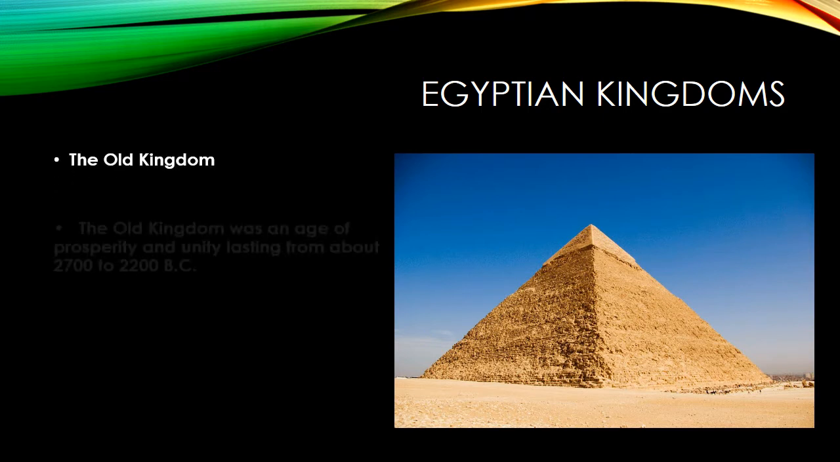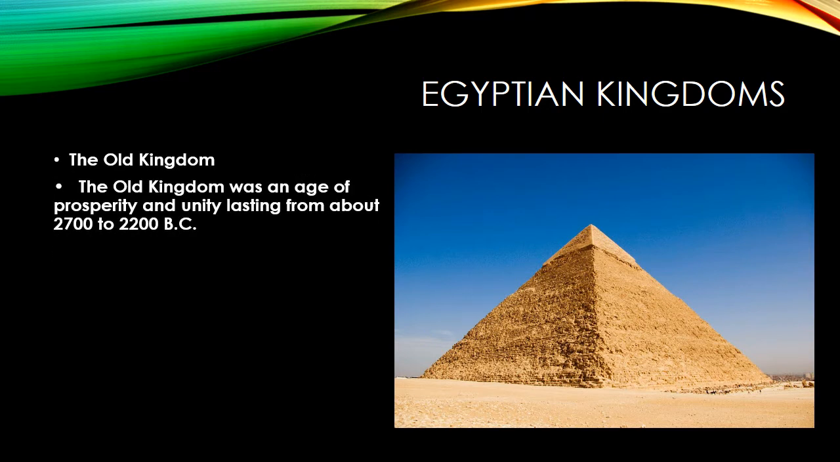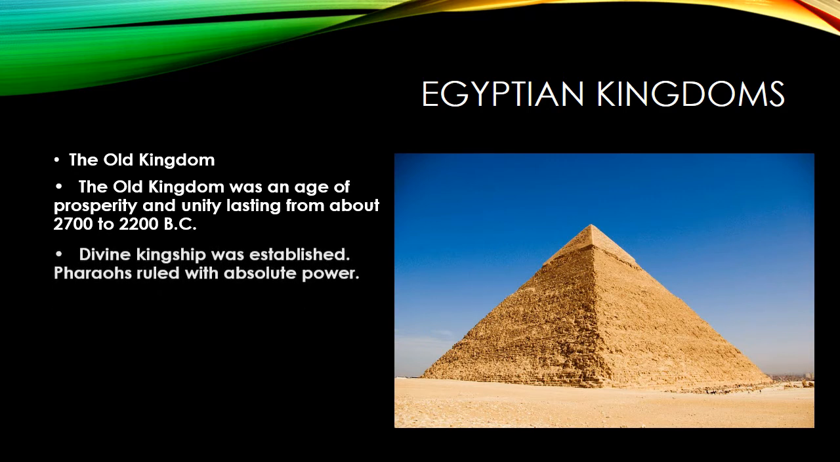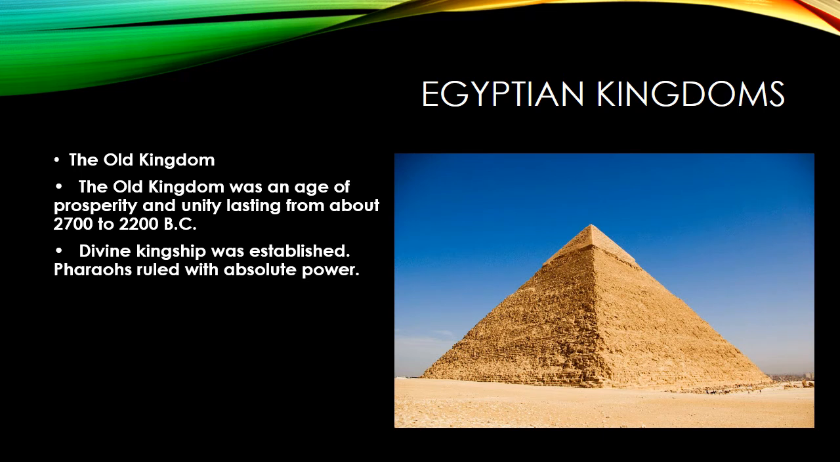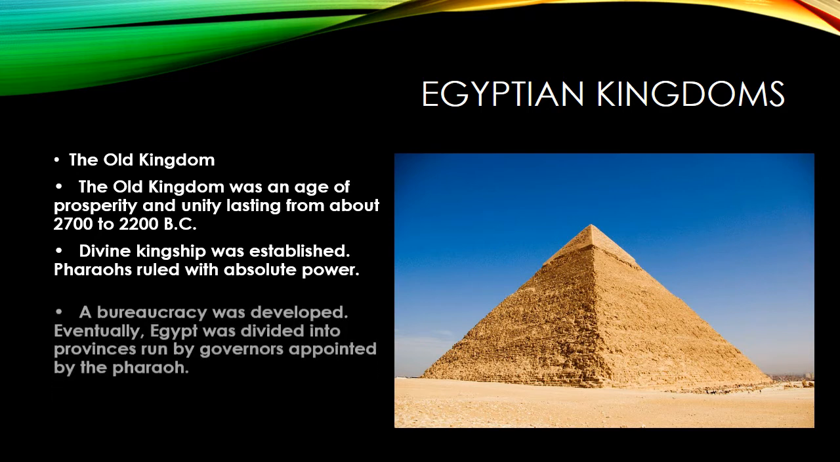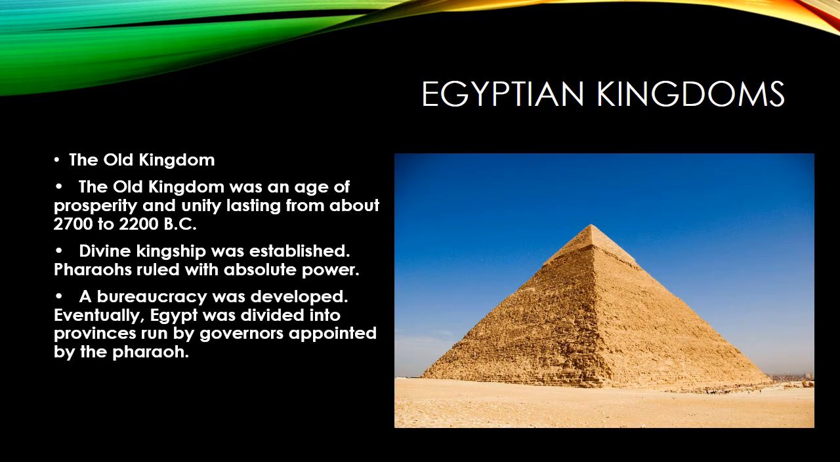So let's talk about the Old Kingdom. The Old Kingdom was an age of prosperity and unity, lasting from about 2700 to 2200 BC. Divine kingship during the Old Kingdom was established. Pharaohs ruled with absolute power. A bureaucracy was developed. Eventually, Egypt was divided into provinces run by governors appointed by the pharaoh.